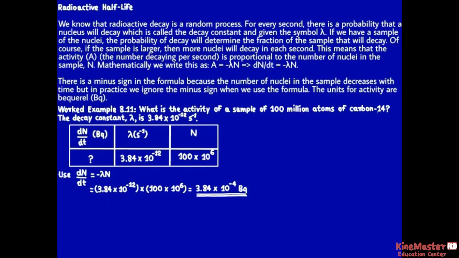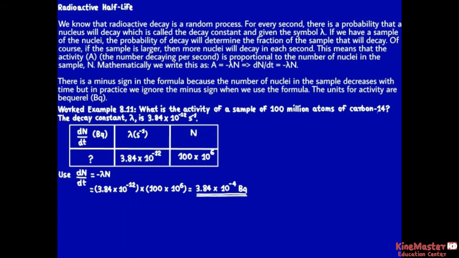Radioactive Half-Life. We know that radioactive decay is a random process. For every second, there is a probability that a nucleus will decay, which is called the decay constant and given the symbol lambda. If you have a sample of nuclei, the probability of decay will determine the fraction of the sample that will decay.